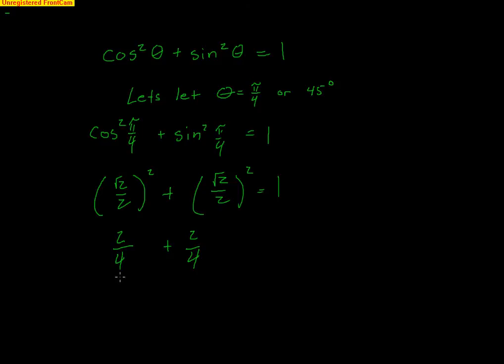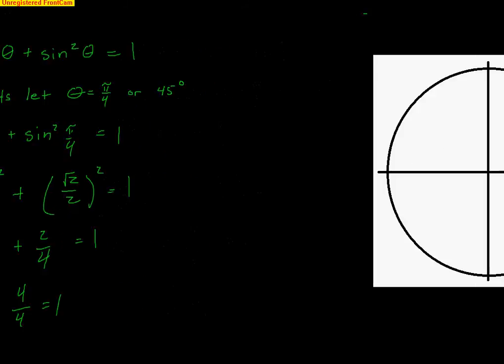Once again, 2 squared is 4, radical 2 squared is just 2. Does 2 fourths plus 2 fourths equal 1? Well, 2 fourths plus 2 fourths is 4 fourths. 4 fourths certainly does equal 1. So that is another way for me to finally prove to you that sine and cosine of 45 degrees, or pi over 4, are both radical 2 over 2.